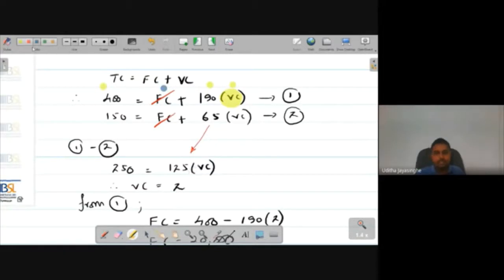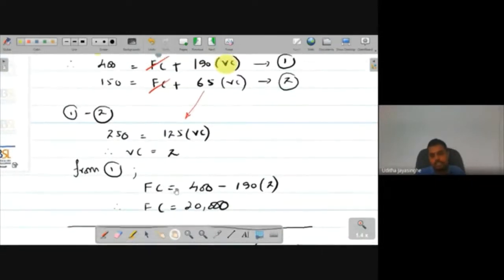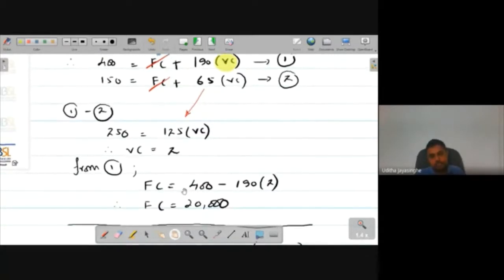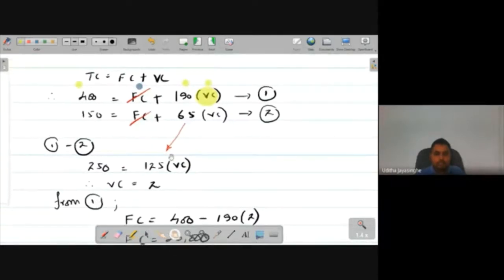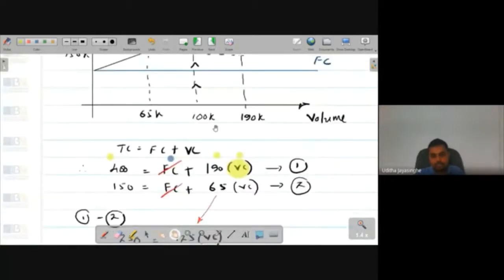Isn't that so? So easily I can calculate the value for the FC either from equation 1 or equation 2 by just taking FC to one side and taking all the numbers to the other side. Your fixed cost is going to be 20,000. Okay. So I think I have all the ingredients now to calculate this value of Y.